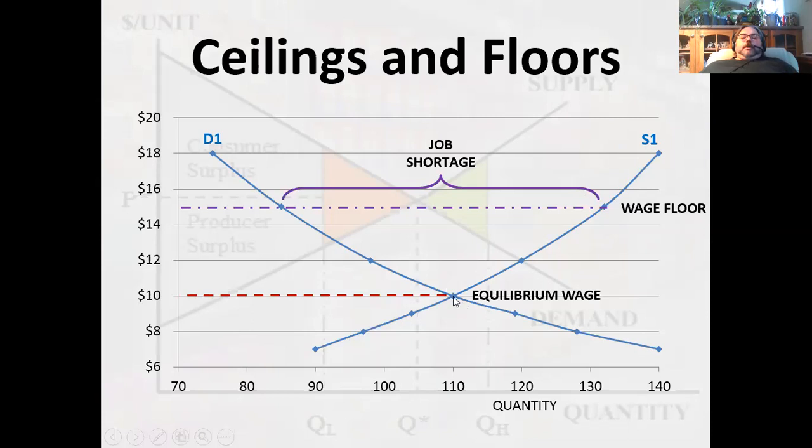But the problem is the employer, the person demanding the labor, has a set budget for labor. He might be able to employ 110 people at $10 an hour, but at $15 an hour, he can only afford to employ 85 people. So he's going to cut production, or try to get more productivity out of his employees in a given day, whatever it is. But if you jack that minimum wage to $15 an hour, basically 25 people are now out of work because he's cut his workforce from 110 back to 85.